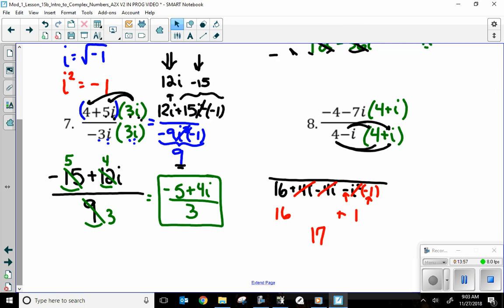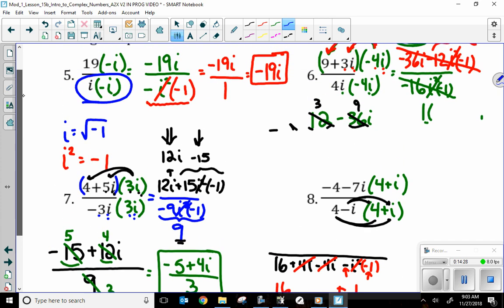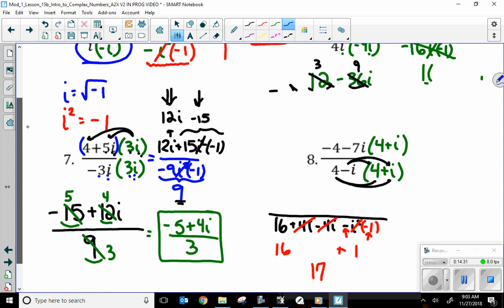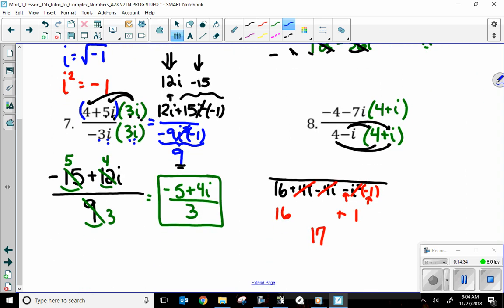Now, let's do the foiling on the top. If you look at the bottom, those are conjugates. The i will go away in my denominator multiplication. If I look at the top, those are not conjugates, so the i will not go away for the numerator. And that's fine, because you can have an i in the numerator. Every answer that we have for 5, 6, and 7 has an i in the numerator. It's the bottom that can't have the i in it.